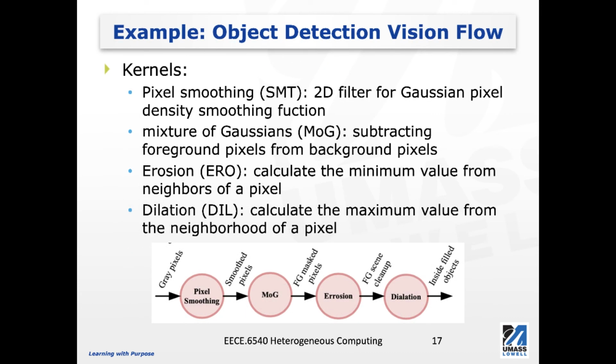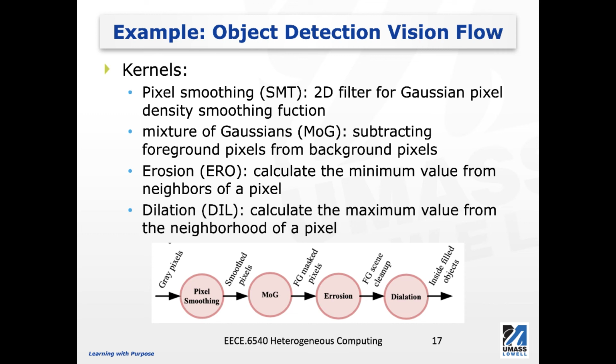Let's look at this example where we use an execution flow to detect objects in pictures. The kernels are pixel smoothing, which is a set of 2D filters for Gaussian pixel density smoothing. Another stage is the mixture of Gaussians, which subtracts foreground pixels from background pixels. The third stage is erosion, which calculates the minimum value from the neighbors of a pixel. The final stage is dilation, which calculates the maximum value from the neighborhood of a pixel.